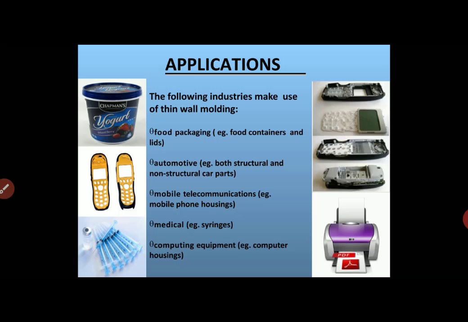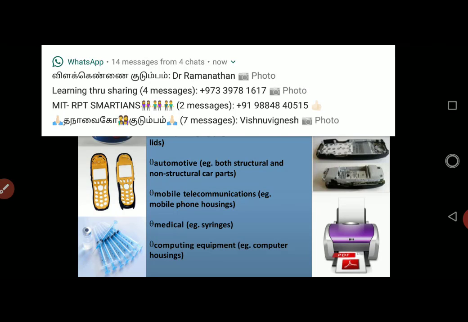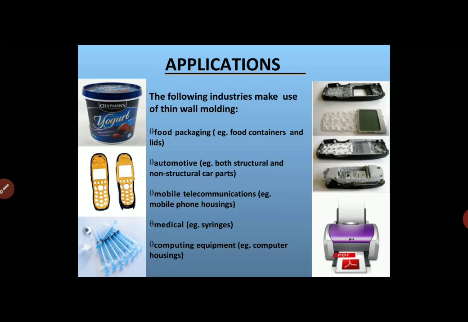And what are the applications? The following are the applications of thin wall injection molding: food packaging, food containers and lids, automotive, both structural and non-structural car parts, mobile communication items, for example mobile phone housings, cell phone housings, remote control housings, and other thin walled products. Medical applications also, syringes can be made, and computer equipment is also now made by thin walled injection molding.